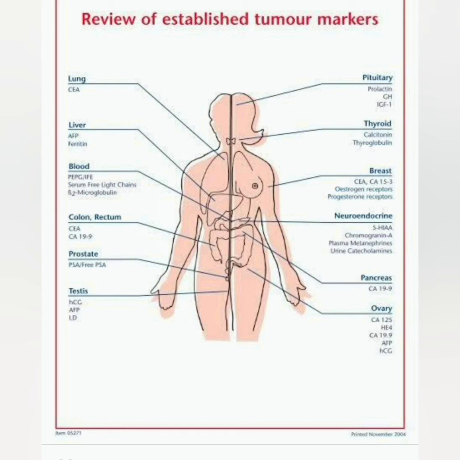Progesterone receptor. Progesterone receptor is located in the nuclei of breast and uterine tissues. It has the same prognostic value as ER.